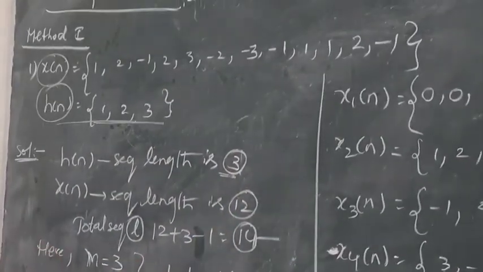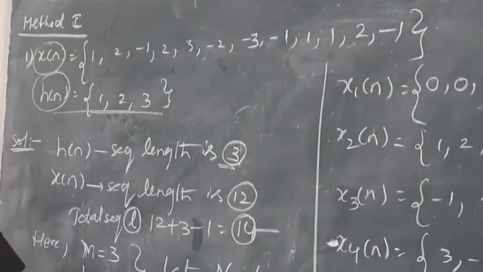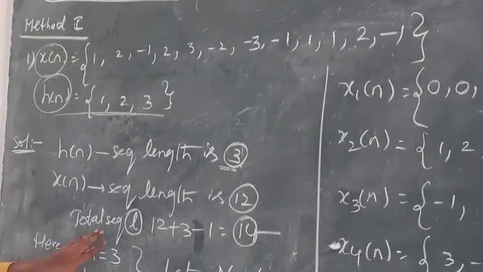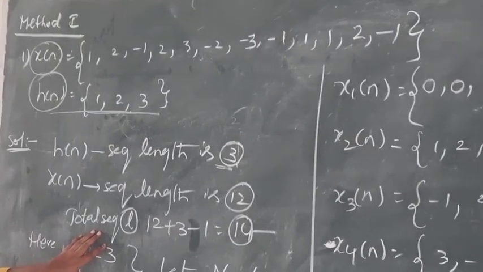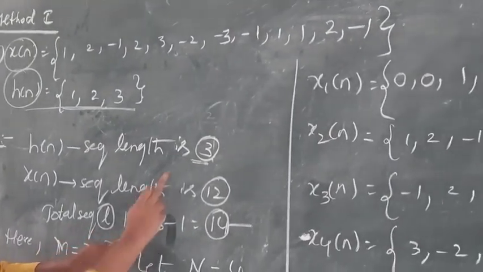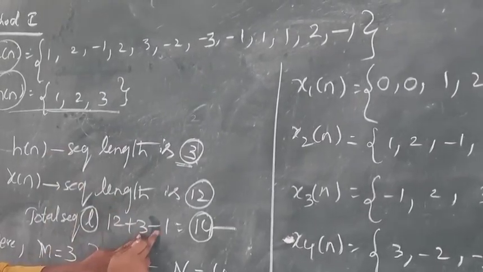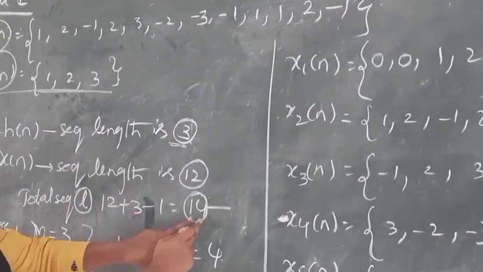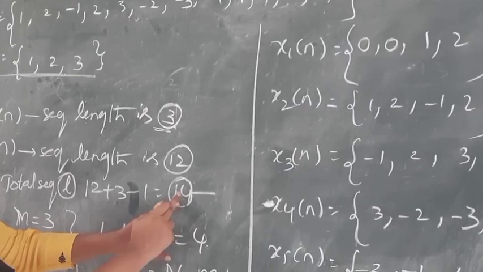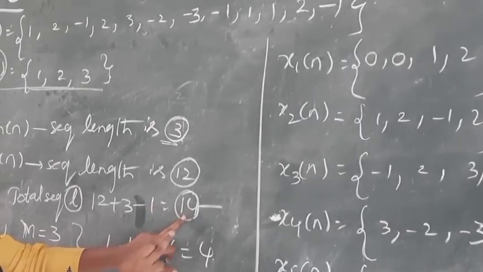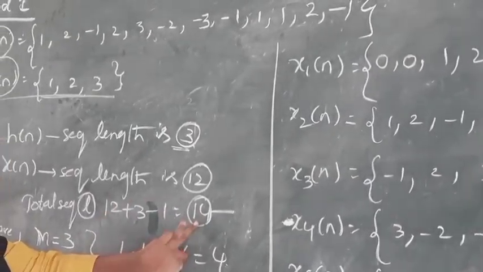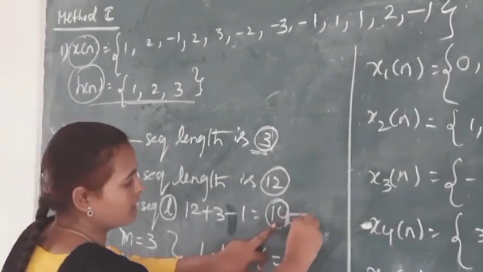Now finally, what answer do we have to achieve, the total sequence? How do we calculate it? The input sequence length 12 plus the h of n sequence length 3 minus 1, then we get 14. Your answer is 14. Your final output sequence length should be 14. We have to remember this.